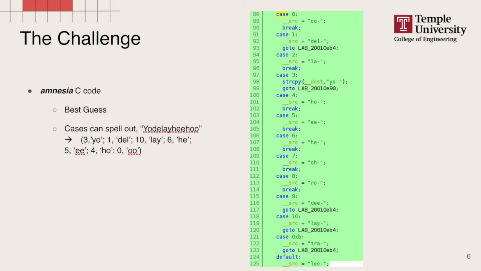So here's the Amnesia C code, and using a best guess, you can spell out yodelehu with the order of the switch cases being 3, 1, 10, 6, 5, 4, and 0. The problem with this is that it doesn't necessarily spell out yodelehu exactly, but since longer yodels are more fun, this spelling would be the example yodelehu, but include extra letters and syllables. So that's a best guess.